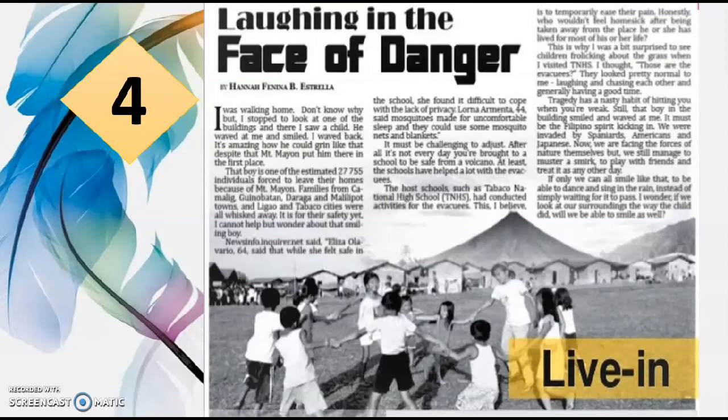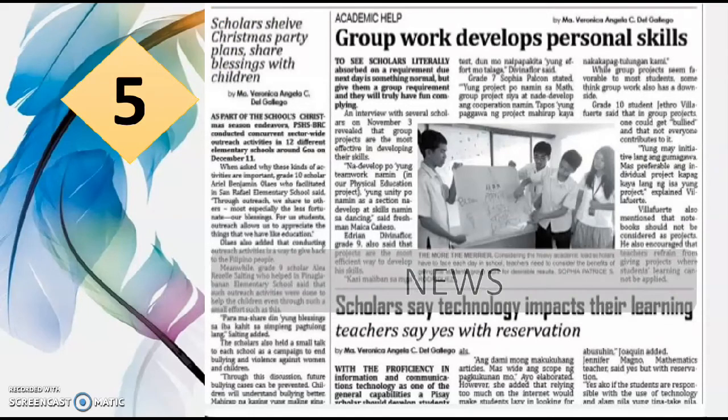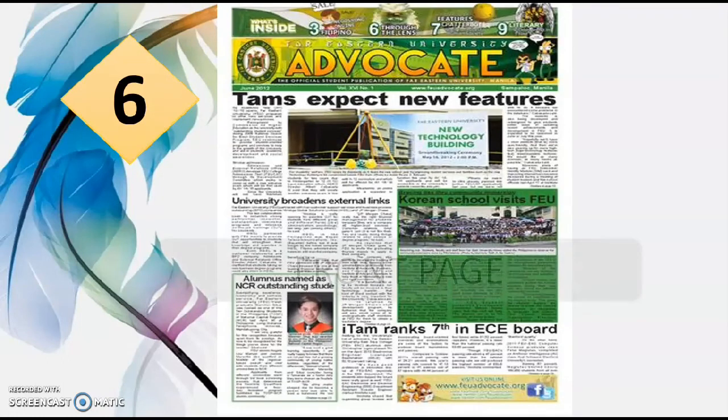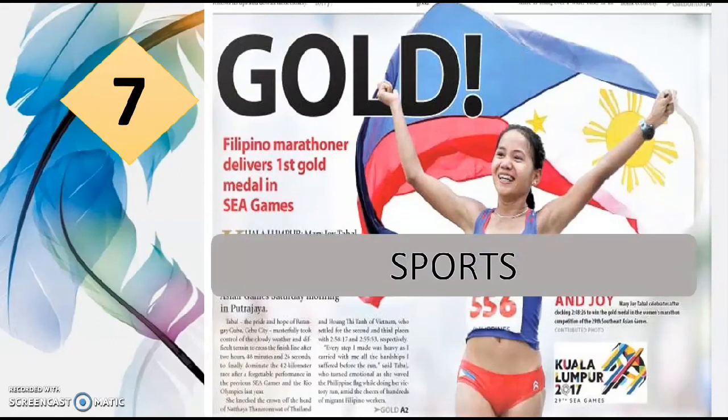Number 4. This article belongs to the Feature page. Number 5. It is showing articles from the News page. Number 6. That is a front page. And number 7. That is an article on the Sports page.